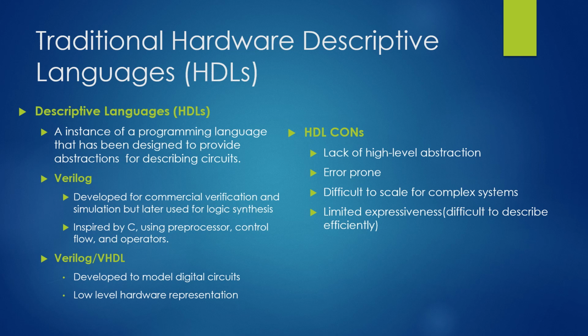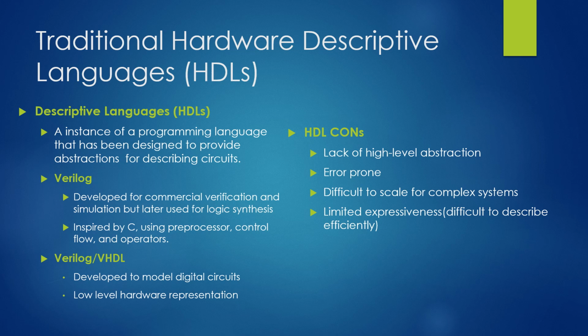Hardware description languages were developed to describe, simulate, and synthesize digital circuits. The most common types of HDLs used are Verilog and VHDL, which are an industry standard today. Verilog was designed for digital modeling and for simulation. It uses syntax that is familiar to C code and is used for register transfer level design.